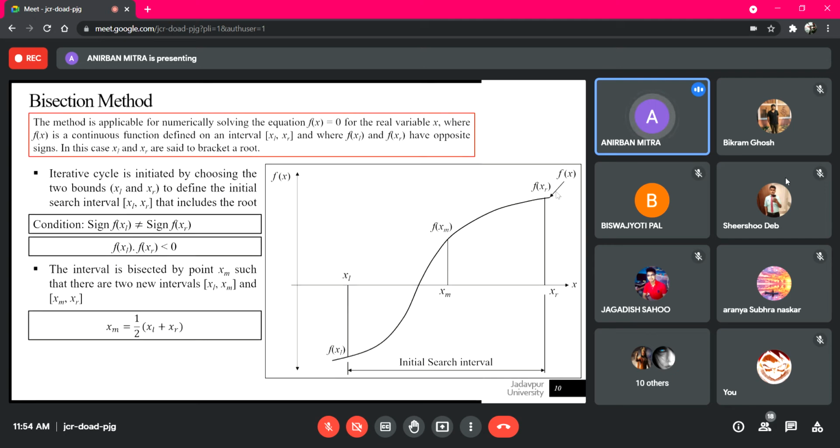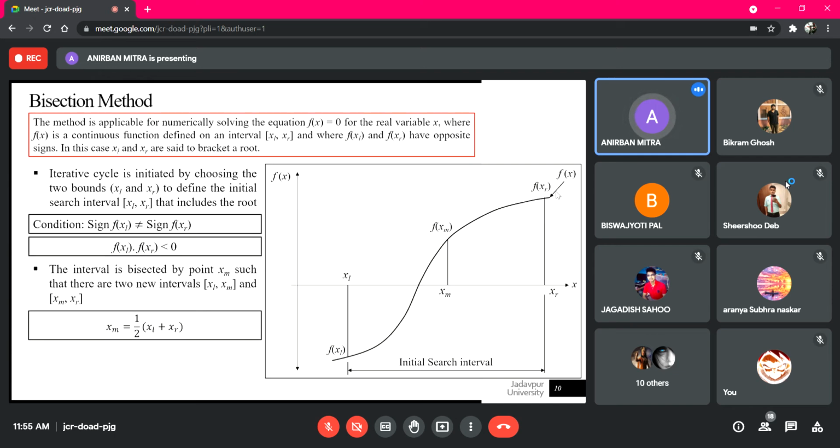Now, as I said, we get two new intervals. We have one root in the original interval, so obviously that one root would reside in one of the new intervals. It cannot be in both of them, is it? It will be in one of them. So what we will do is retain the interval that contains the root and discard the other interval.